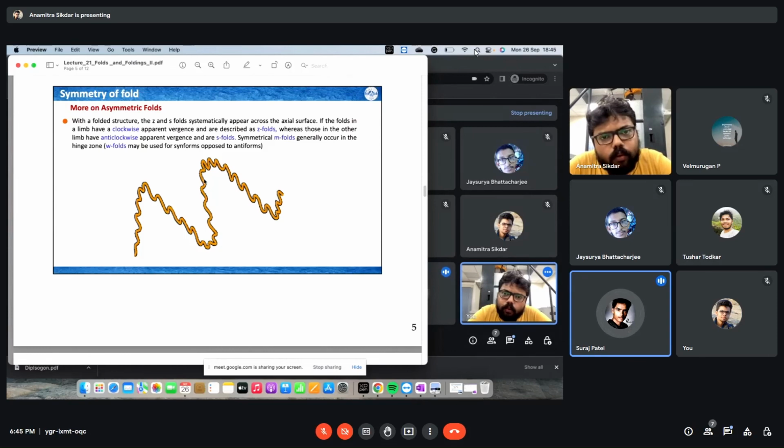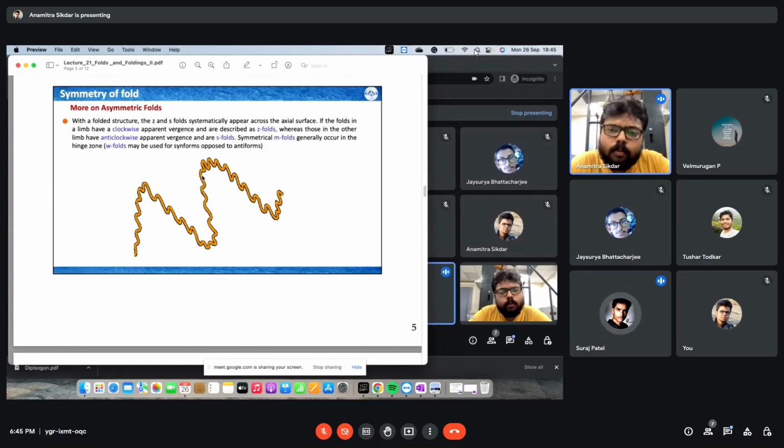If you consider this one, suppose this is long, short, and long, or short, long, and short, then this will be S, right? Short, long, and then short, this will be S, right? No, this is Z. But if you consider short limb, long limb, and then short limb, then it will be Z. It looks like a Z.